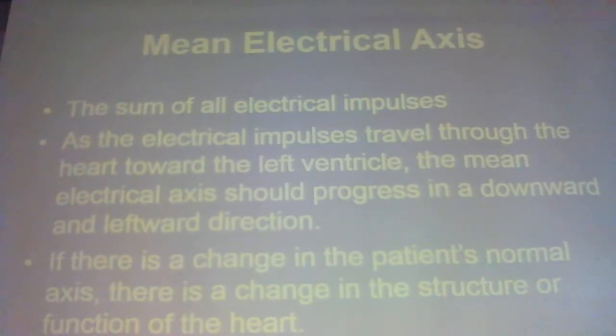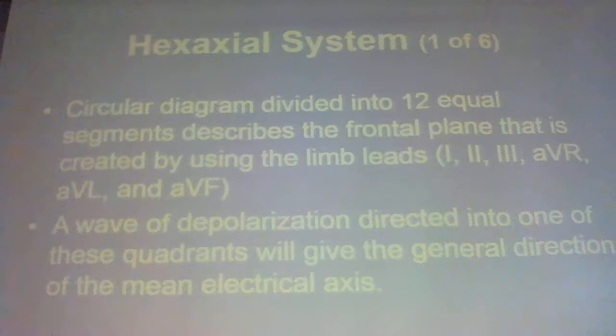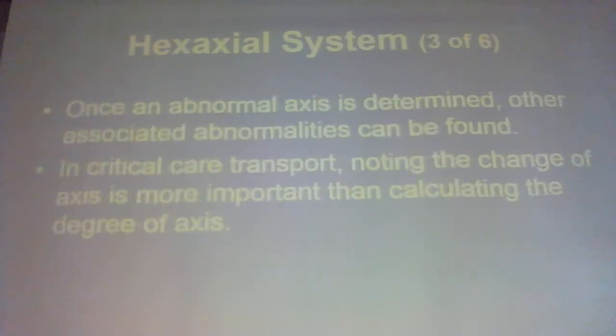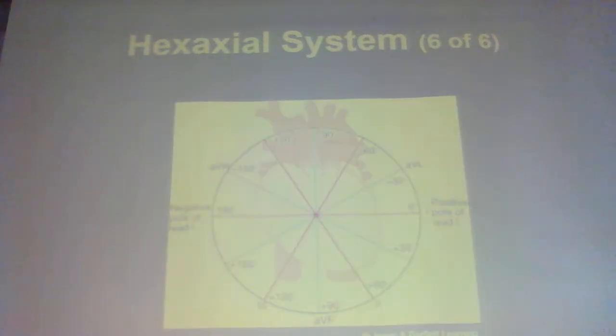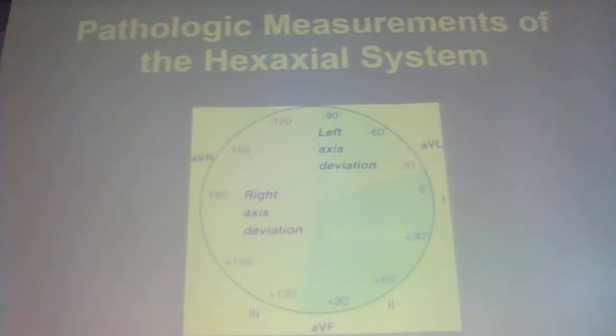All right, so what is the mean electrical axis? It's the sum of all electrical impulses, right? And he went through it pretty easy to determine normal axis. Doing the quadrant method is the easiest thing. I'm just going to skip through all these. So this is the handout that I gave you. And it just kind of shows you exactly what he just went through. Normal, left, right, ERAD.